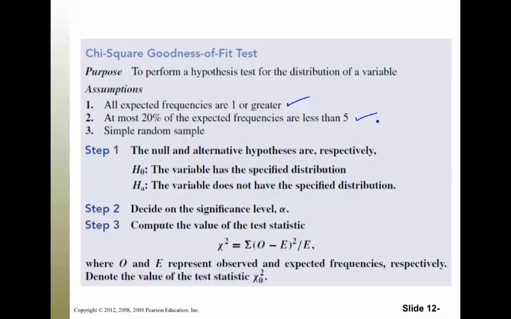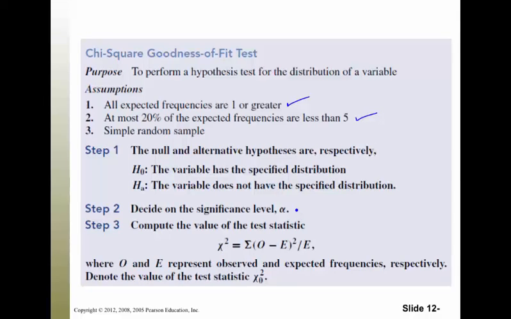So we're going to do a hypothesis test, like I said. The null hypothesis is that the variable has the specified distribution, or that what we observed is the same distribution as what we expected from the past. Meaning O and E are the same. Our observation and our expected are the same, and the alternative is that they're not the same.